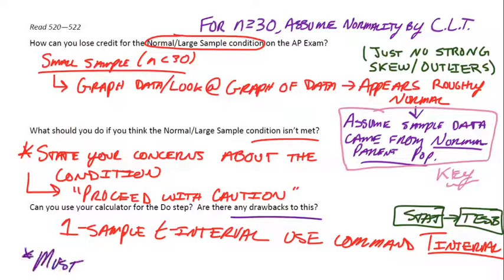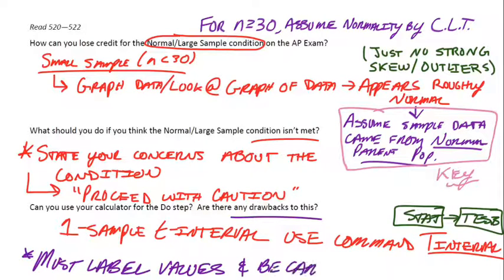Are there any drawbacks? You just have to be careful to label all the correct values. And by that I just mean that the graders will still want to see what were the values for t star that you used, the sample standard deviation S. So still you have to be able to label all those values and use the right notation. But otherwise you can absolutely use this command on the calculator.